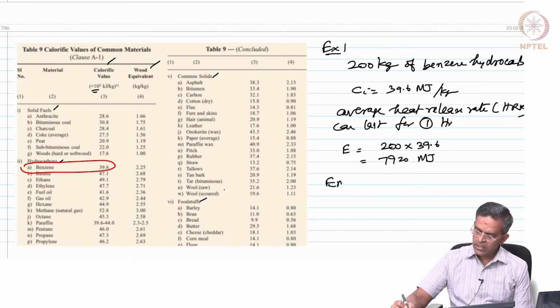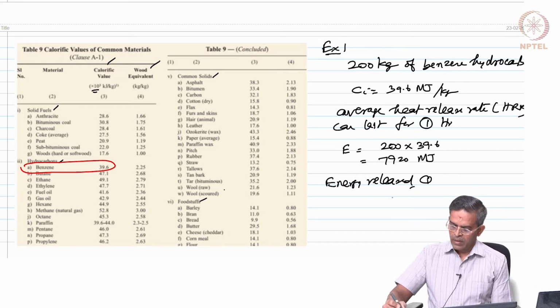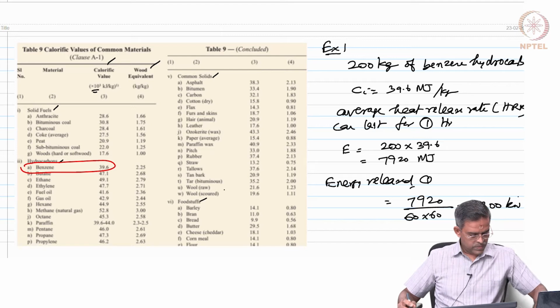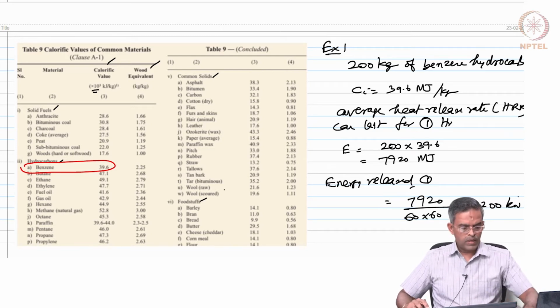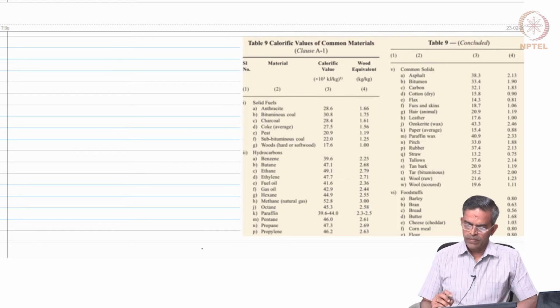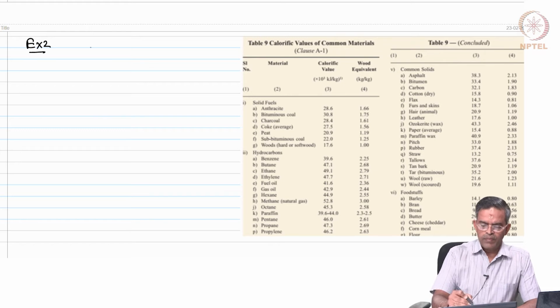So, the energy released Q can be 7920 divided by 60 into 60, which is 2200 kilowatts. Okay. Let us do one more example, of a mixed mass.